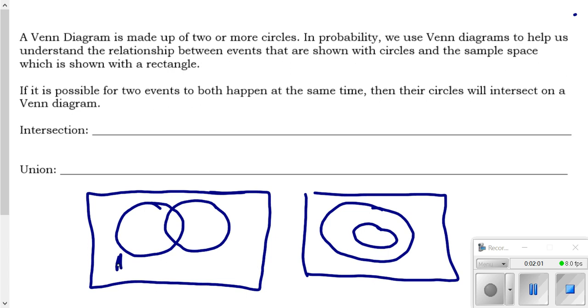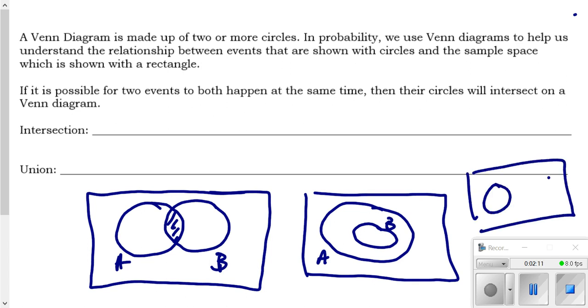So it might be group A and group B overlap. It might be group A and then group B is a subset of it. It might be, I really didn't plan on my space very well, sorry about that. It might be group A and group B are completely separate one from another, okay?